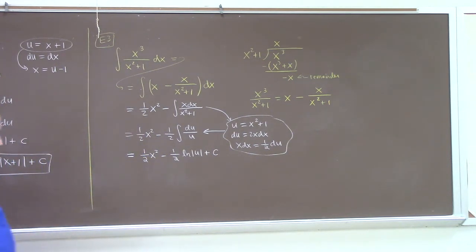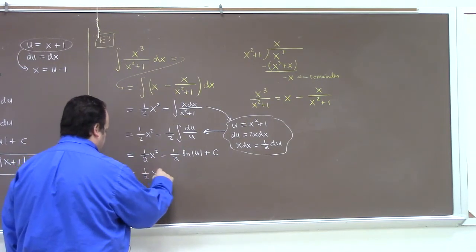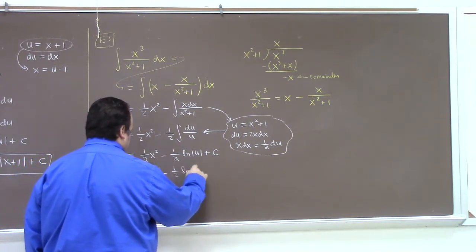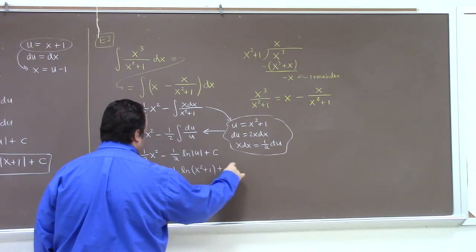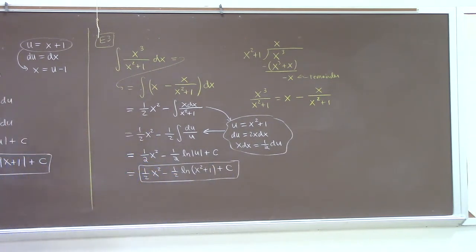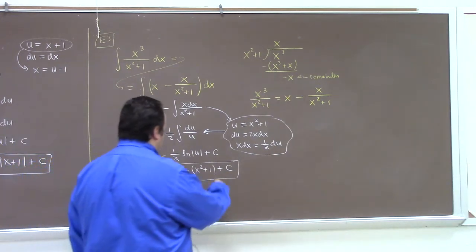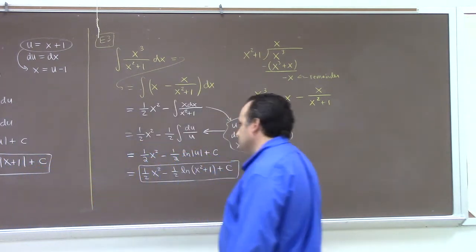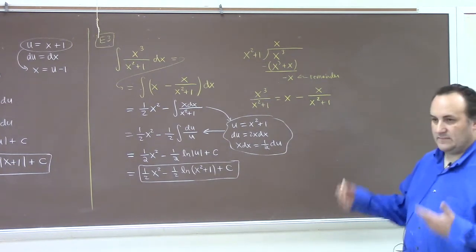And so final answer, 1 half x squared minus 1 half natural log of x squared plus 1 plus a constant. Do you understand why I could drop the absolute value on my answer? It's because x squared plus 1 is never negative, right? So if I have an absolute value of something that's always positive, I don't need to put absolute value anymore, if I don't want to. It's logically equivalent to just drop absolute value bars if the thing you're taking the absolute value of is always positive, like x squared plus 1 is always greater than or equal to 1. So it's certainly positive. So anyway, a couple of token examples.